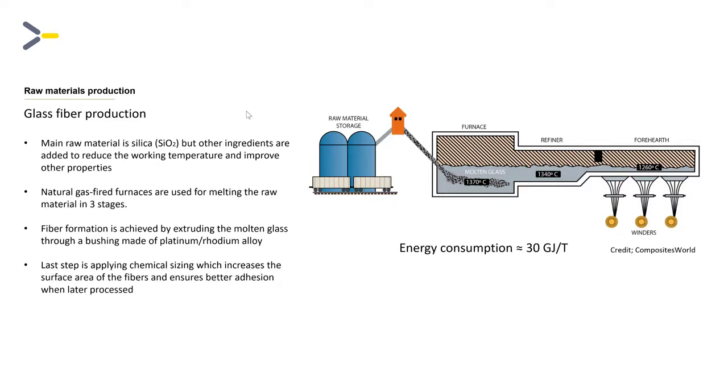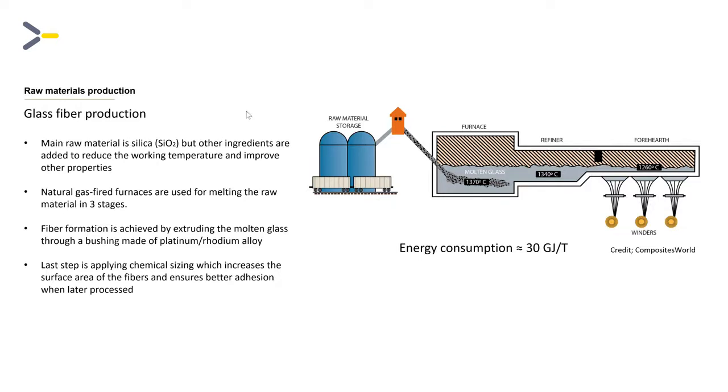The last step after the fibers have been spooled on our bobbins is actually applying chemical sizing to the glass. This is a separate process, a chemical process, which gives the glass a much rougher surface, so it can adhere better to the resins in the later processes.